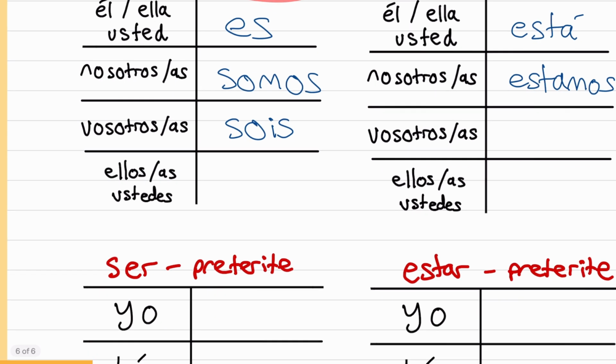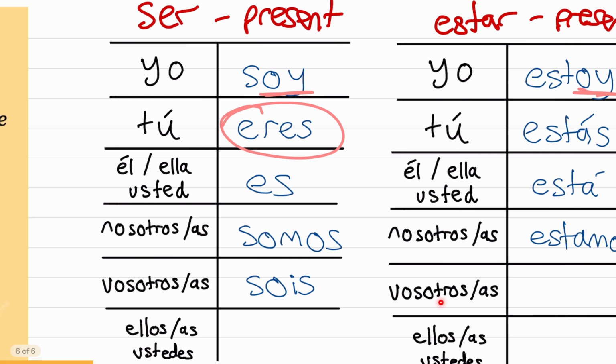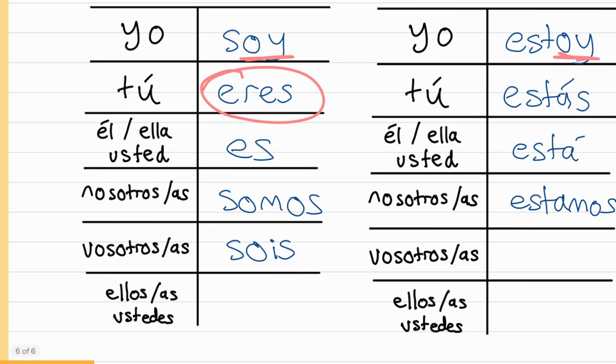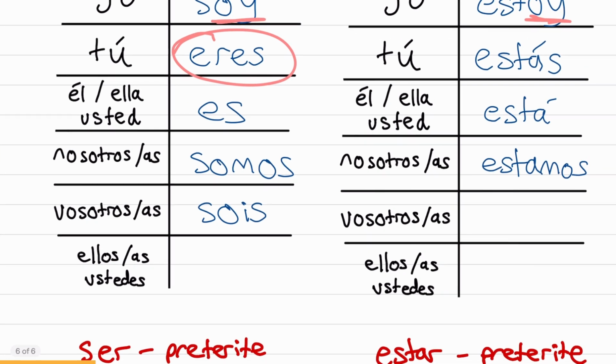This one here, for all of these, vosotros is not very common at all. So yeah, sois is not something you're going to see or hear a lot. And it's only used in Spain, not in Latin America. So that's sois. And then for vosotros, what is it? For the estar, estáis. Vale?